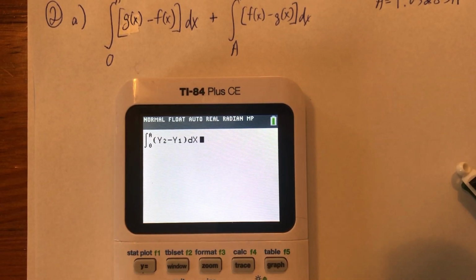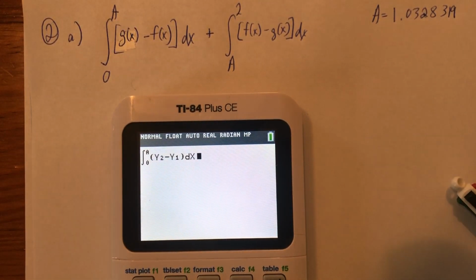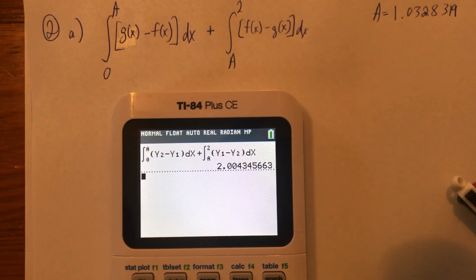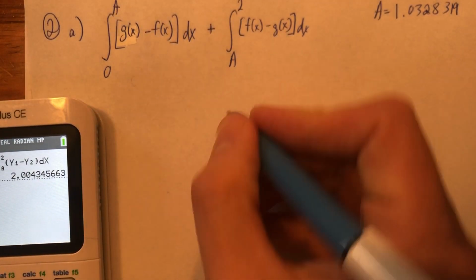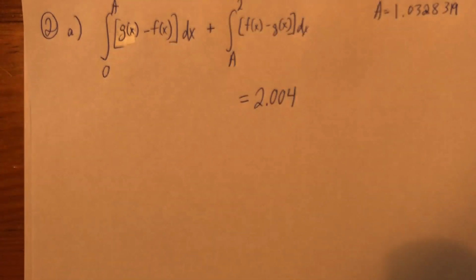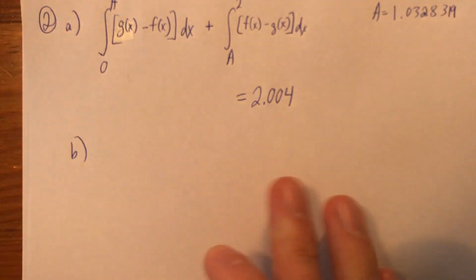There we go. By the way, I do want to point out, don't lose track of which one's which, because if they give you G first, then F, you could easily mix them up. It'll give you some opposite signs, but you can run into a lot of problems with that. And we're going to go from A to 2, and we'll do F minus G dx. There we go. And 2.004 is my answer. We have found the sum of those 2 regions. Okay, we've done part A, and so now let's move on to part B.